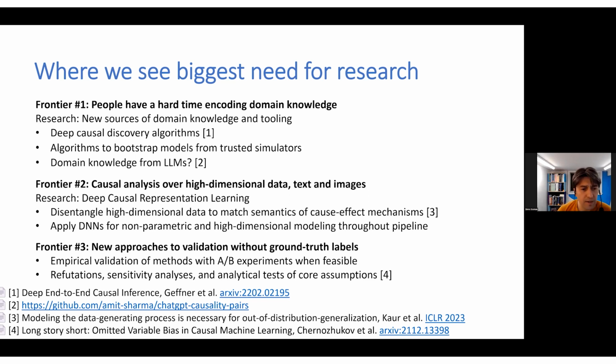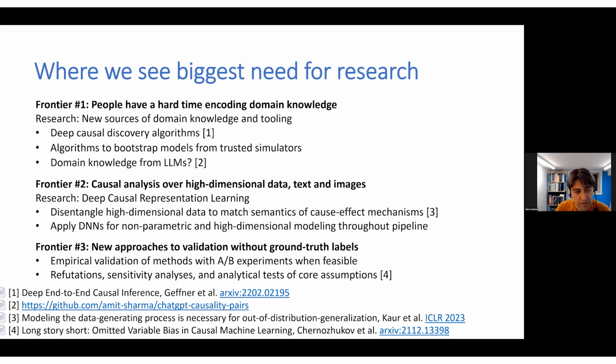characterization of the world. A second research frontier is about extending causal analyses to work over high-dimensional, unstructured data, such as text and images. The key here is how we disentangle high-dimensional data to match the semantics of cause-effect mechanisms when we know that there are multiple factors going into an unstructured image or text.